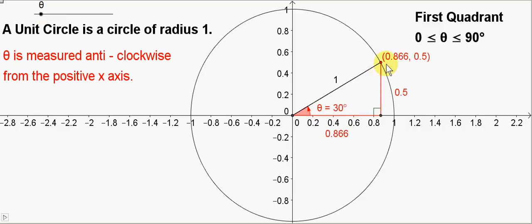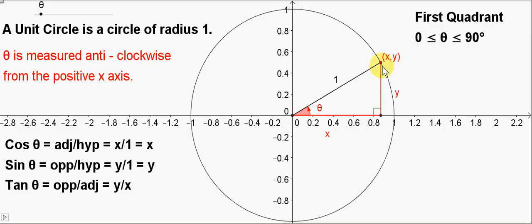Notice that if we take the two short sides of this right angle triangle, their lengths are given by the coordinates of the point. The side adjacent to theta in this right angle triangle is the x value of this point, and the side opposite theta is the y value of this point, 0.5.